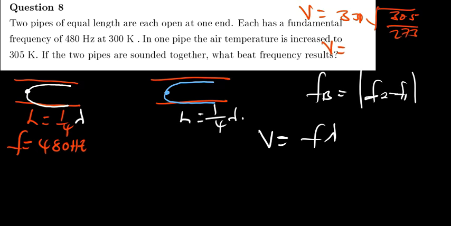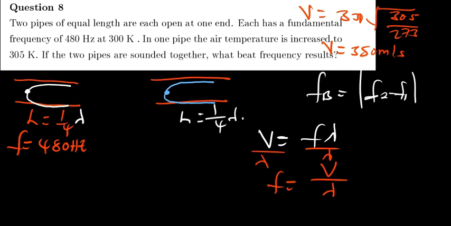So I'm getting 350 as my velocity, sorry, meters per second. Now that I have my velocity, I want to find the frequency. Let's divide both sides by lambda. So frequency will be equal to V over lambda. I know the V, but I don't know the lambda.